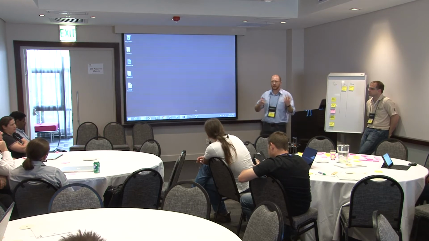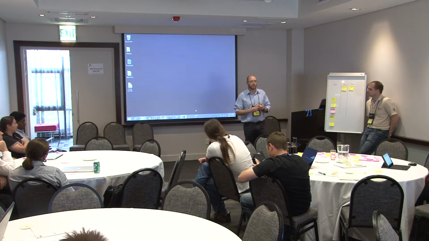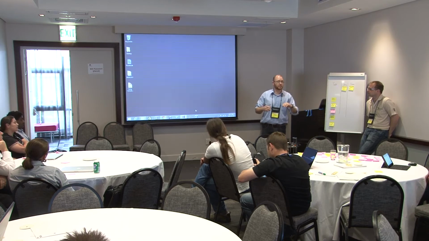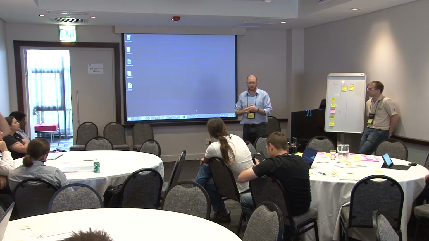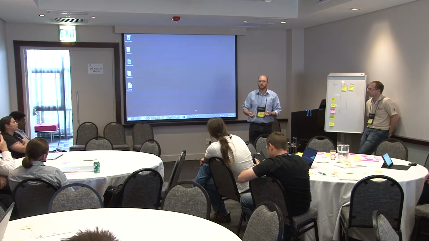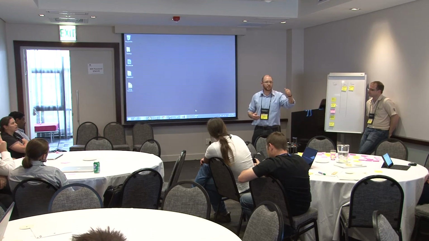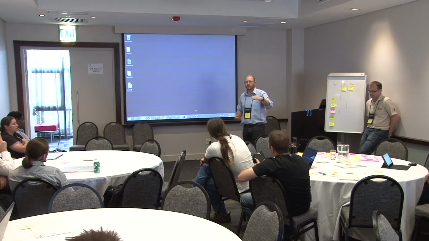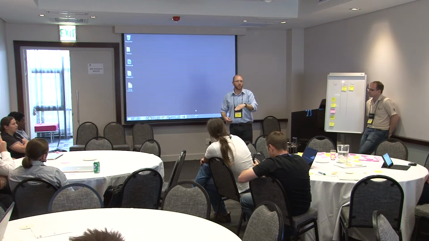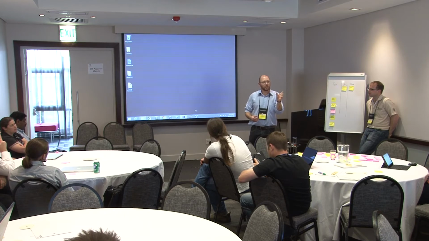So who's heard of the Dreyfus model of skills acquisition? A couple of people in the room. For the people who don't know, it's a model. It's not necessarily right, it's just useful. Dreyfus said people go through five stages when they acquire a new skill: novice, then advanced beginner, then competent, then proficient, and then expert. What's important at the novice stage is that it's just a repetition of something you see.